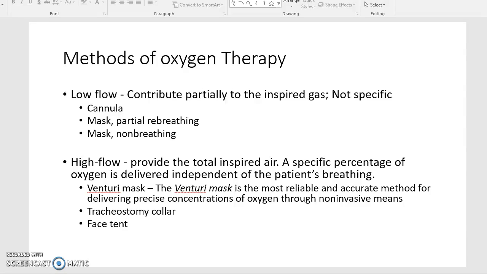I would say if there's one thing you want to remember from the slide, it is the Venturi mask. The Venturi mask is the most reliable and accurate method for delivering precise concentrations of oxygen through non-invasive means. So this is a high flow mask, and it's the most accurate way to deliver oxygen. Remember, Venturi mask. Next slide.